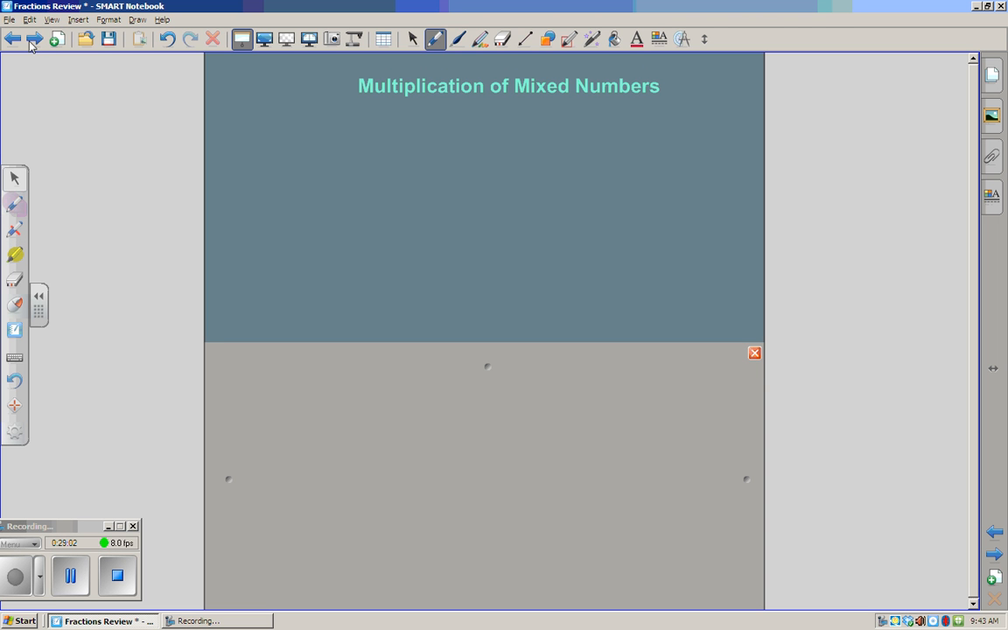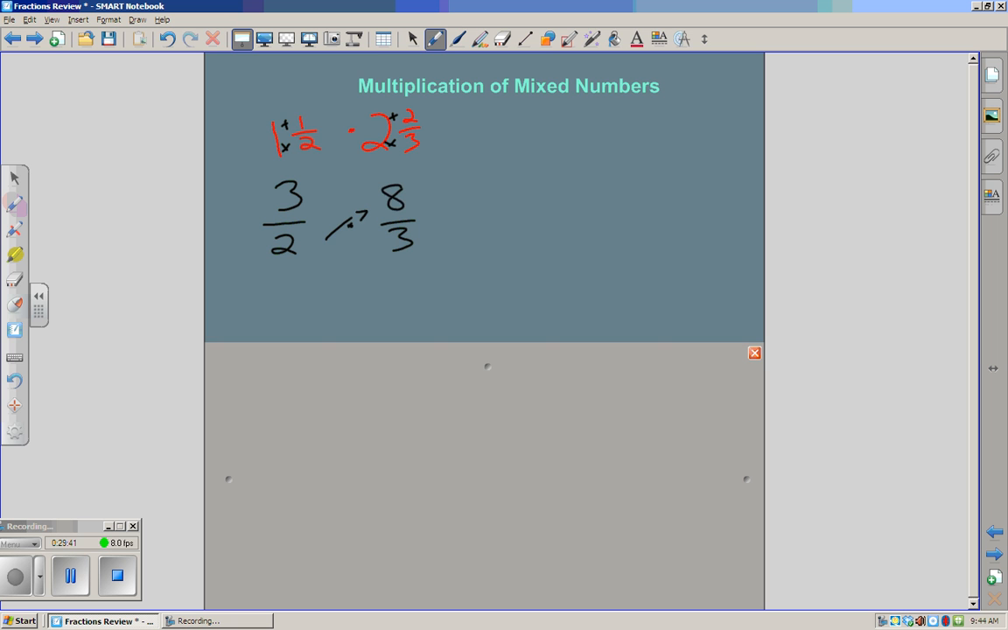So let's practice multiplying some mixed numbers. If I have 1 and 1/2 times 2 and 2/3, I need to put both of these into improper fractions before I begin. So let me grab a different color for this. 1 times 2 is 2, plus 1 is 3. So that gives me 3 over 2 for this fraction, and I times that. 2 times 3 is 6. 6 plus 2 is 8/3.